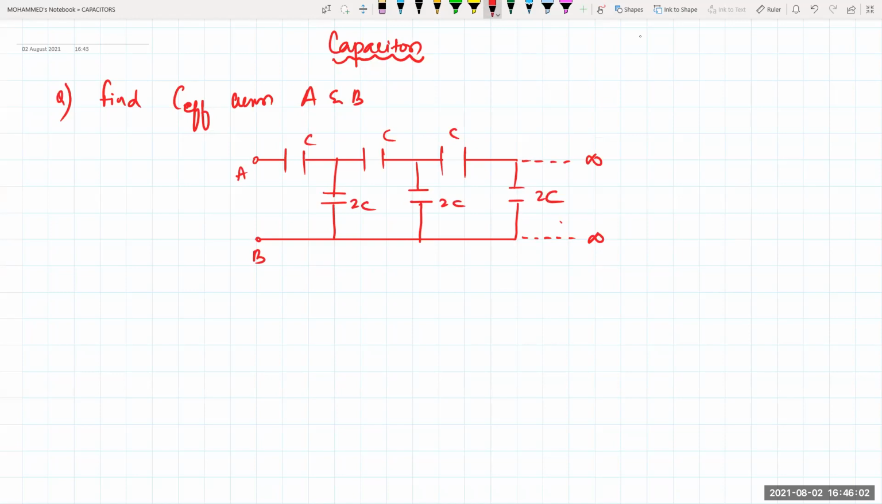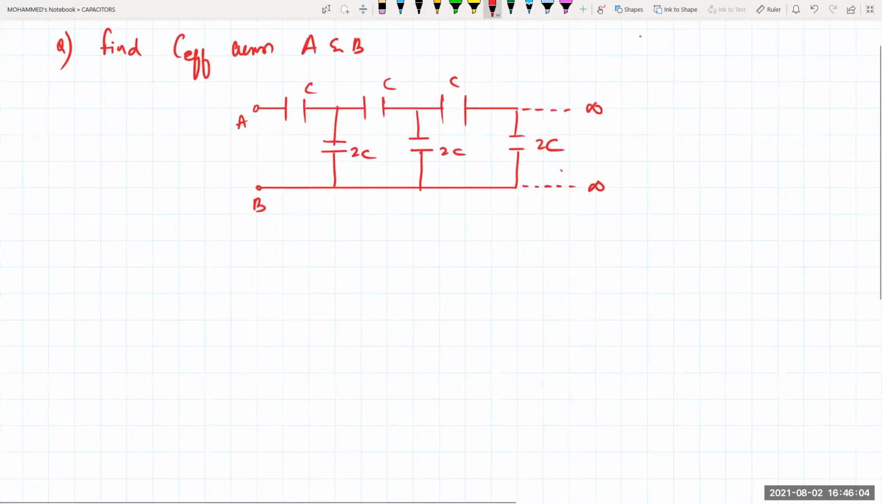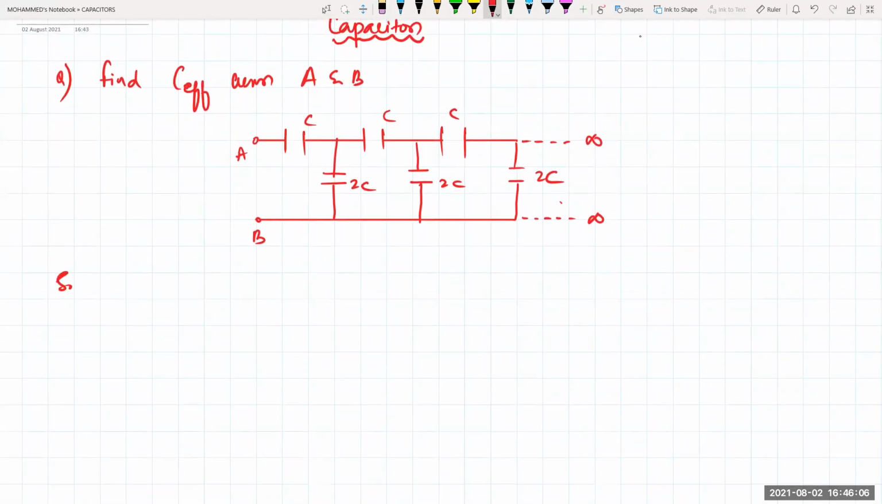I need to calculate the effective capacitance across your A and B. See, what we do is, whenever we get a repeating pattern, we should check for it. See, here C and 2C, again C and 2C, C and 2C. So these are all repeating. So there are infinite pairs of C and 2C together because it is going up to infinity.